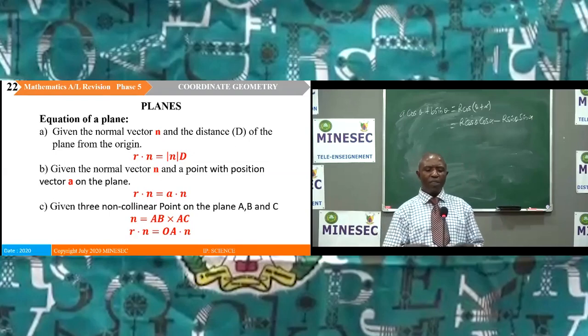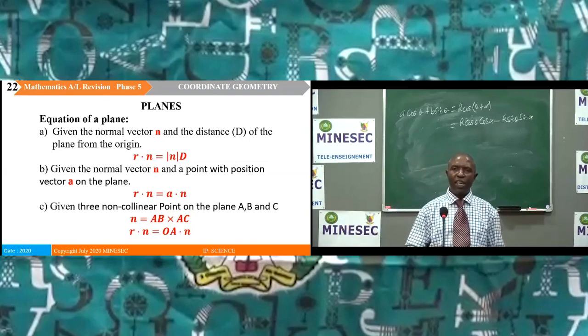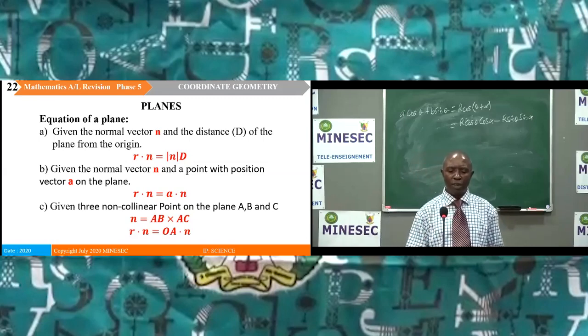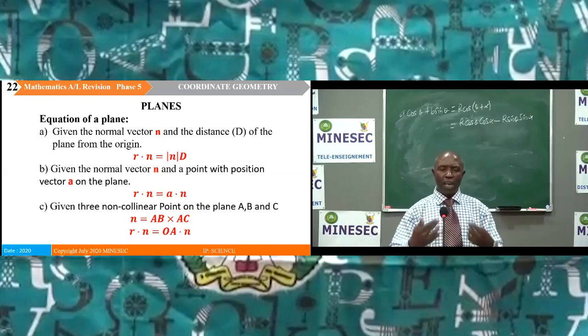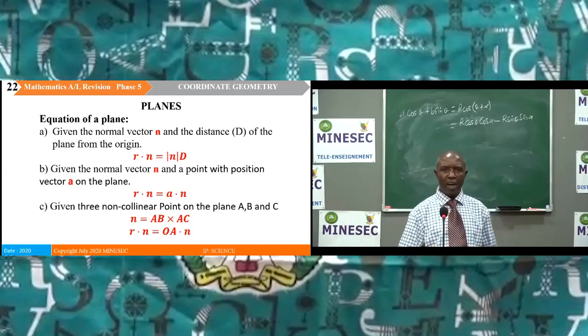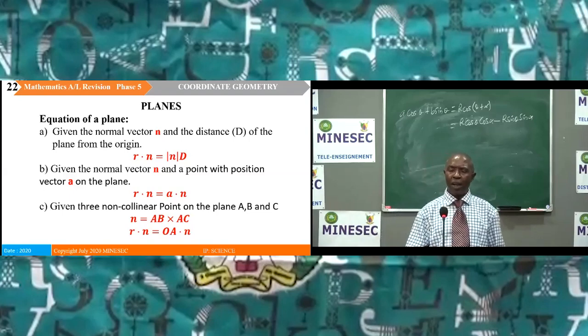And we have three points. Given three non-collinear points on the plane A, B, and C, the normal vector is the cross product of AB and AC. Well, we know how to look for AB, and we also know how to look for AC. And we will have the equation then as r dot the normal vector equal to OA dot the normal vector.